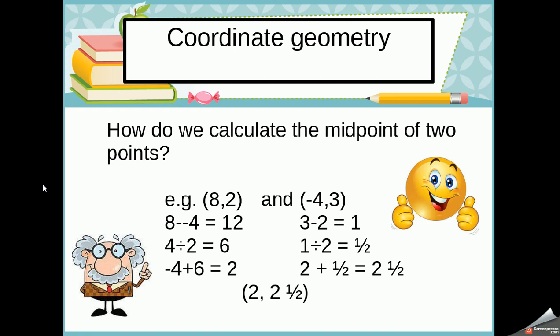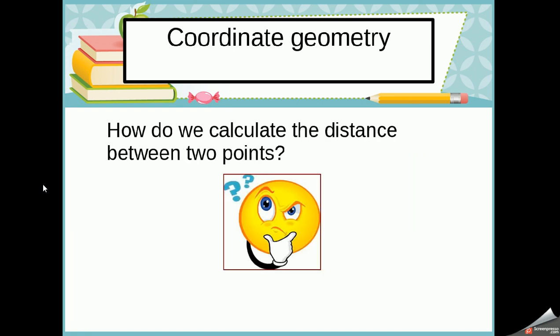So just add the x's together, divide by 2. Or take away the smaller x from the larger one, divide the answer by 2 and add it onto the smaller one. Do the same to the y, and there you've got your x and your y coordinate of the midpoint. What do we do then if we want to calculate the distance between 2 points?